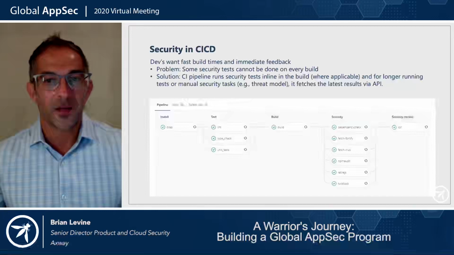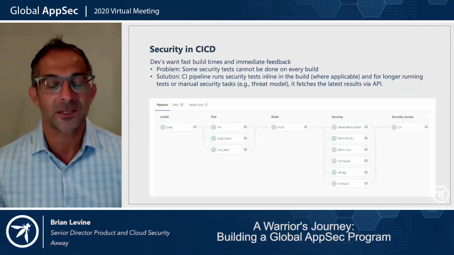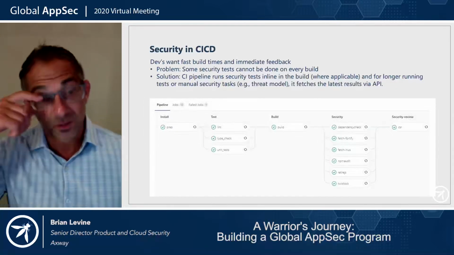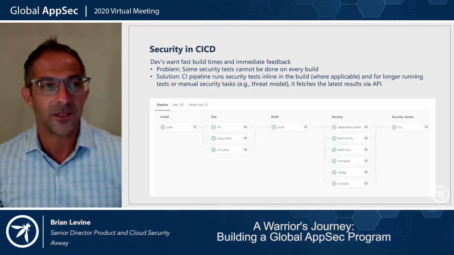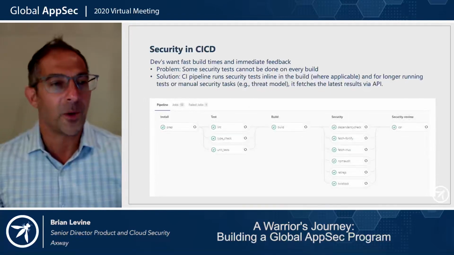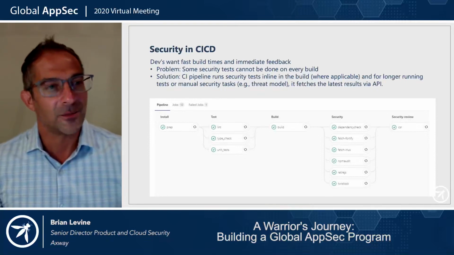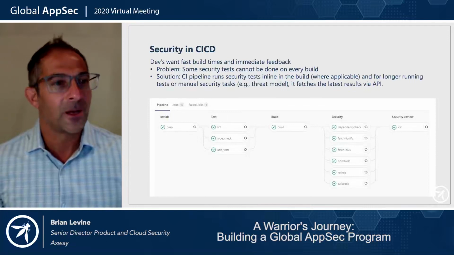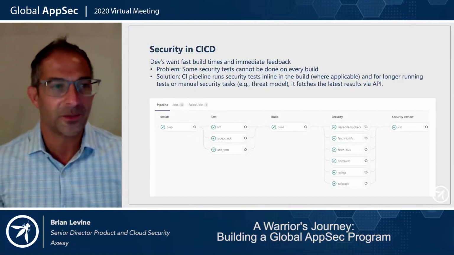Another quick example before we move on. We highlighted on that last slide what an end-to-end security automation framework looks like. Now we're going to take a deeper look into an actual CI/CD pipeline with security built in. The point and example here is, developers want pipelines that run fast. They want fast build time, and they want immediate feedback. The problem with that is some security tests cannot be done on every single build.